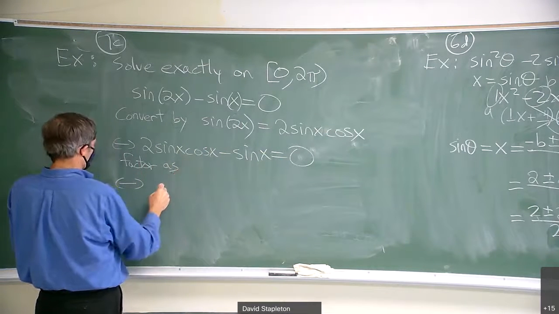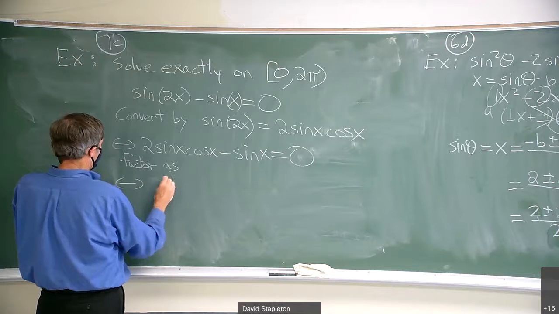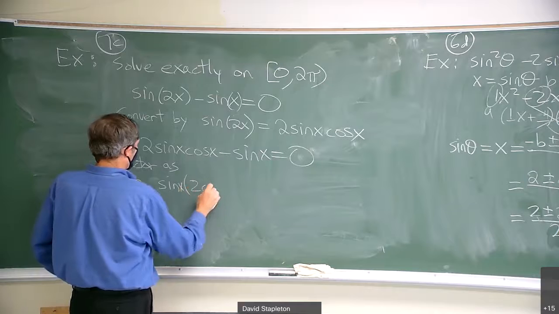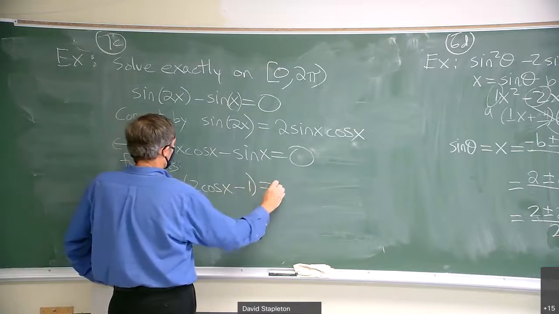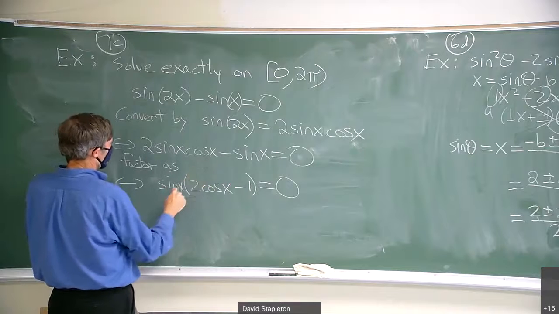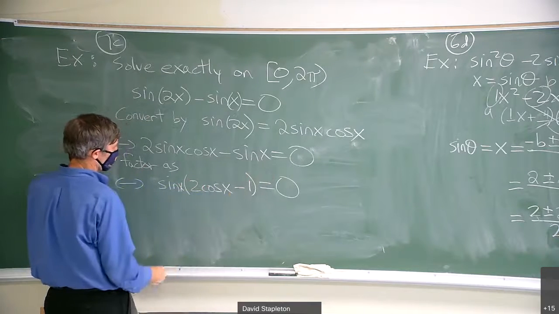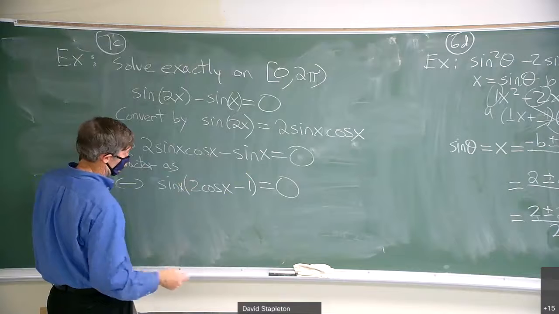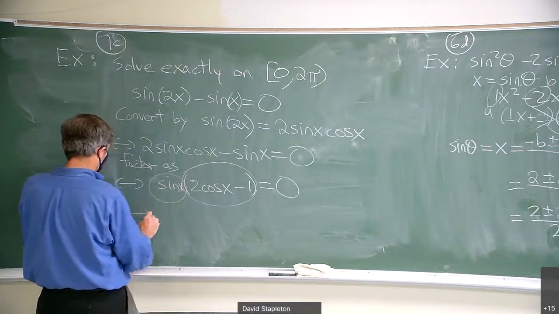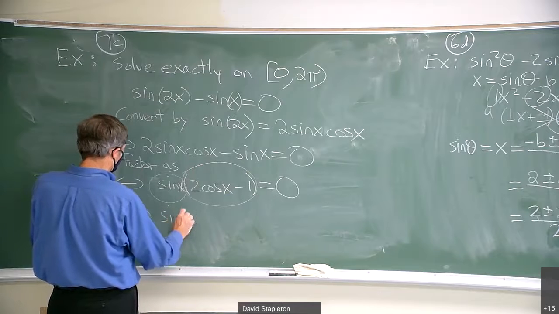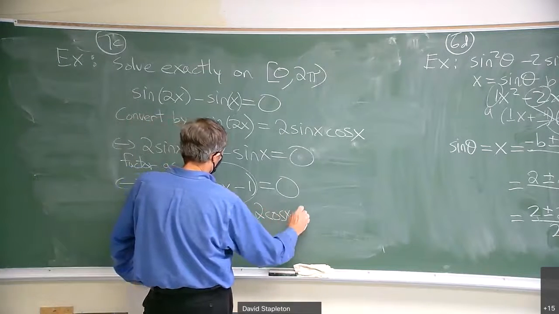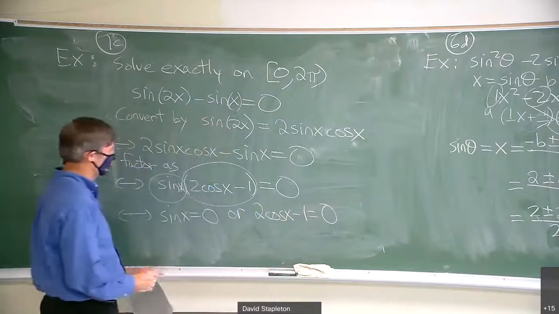Back to the left side, that is, sine x multiplies 2 cosine x minus 1. This times this gives me this term. This times this gives me this term. Now I've got it. Zero product property. If the product's zero, then at least one of the factors is zero. This is equivalently either sine x equals zero or 2 cosine x minus 1 equals zero. One of the factors has to be zero.